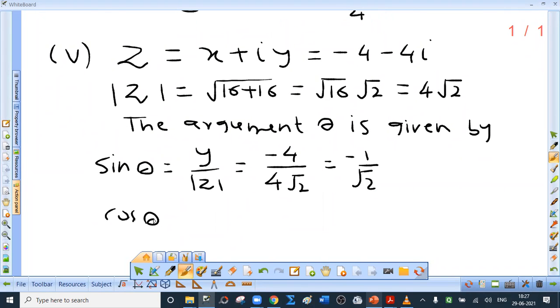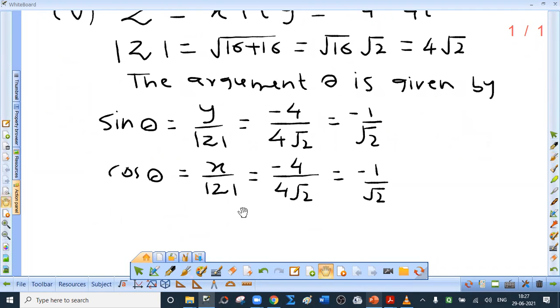Right on. Cos theta is x upon mod z, again minus 4 upon 4 root 2, which is minus 1 upon root 2. And what is tan theta? y upon x, that is 1. See, in the textbook, they have given the answer as pi by 4. I do not agree with that. Why not pi by 4?